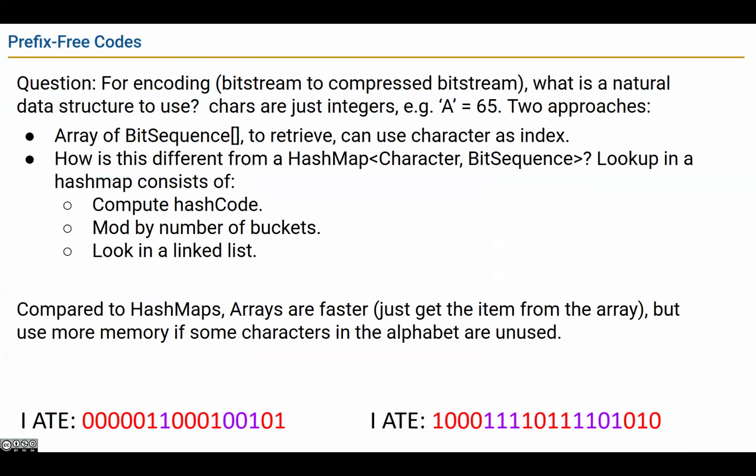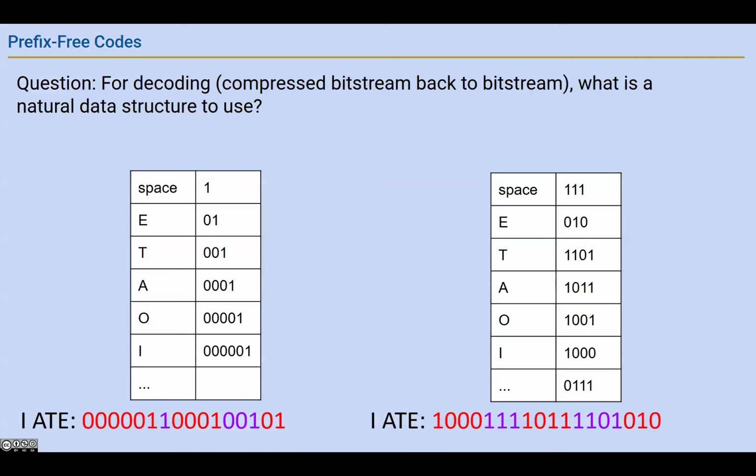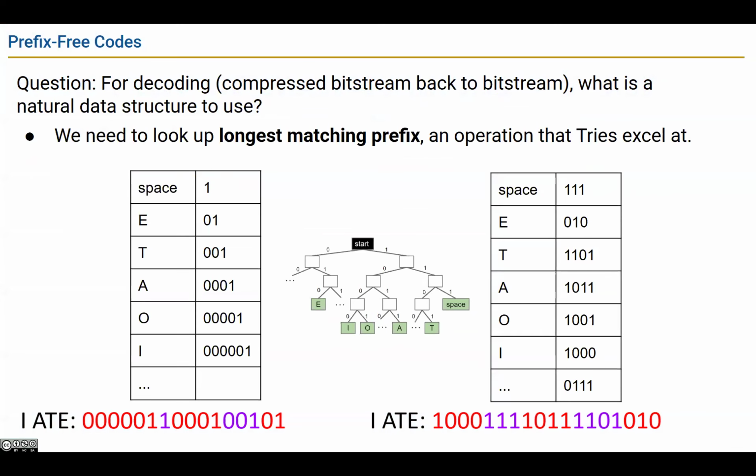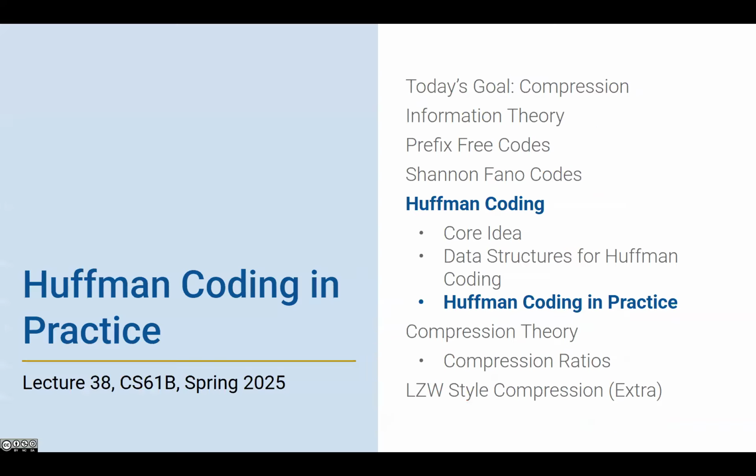Yeah, we could do a bunch of different things. We could use all of these, but this actually is a trie in a way. So we could encode things using a hash map. Decoding is going to be much better done using a trie. In effect, we're just looking for the longest matching prefix. And that is an operation that tries are really good at, because you follow down the path, looking one character at a time until you hit a leaf. So here's an I, here's a space, here's an A, and so on and so forth.